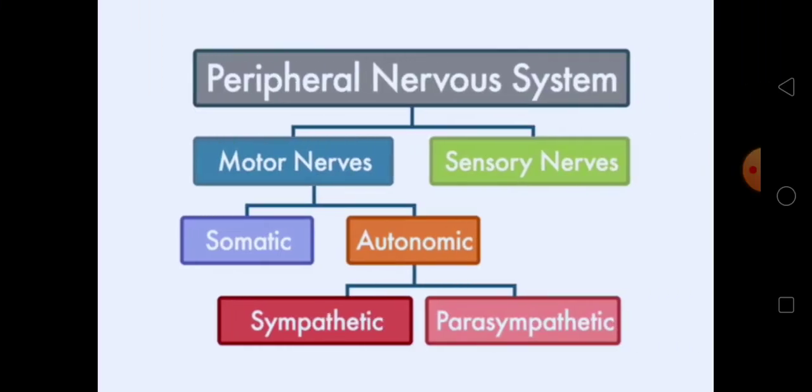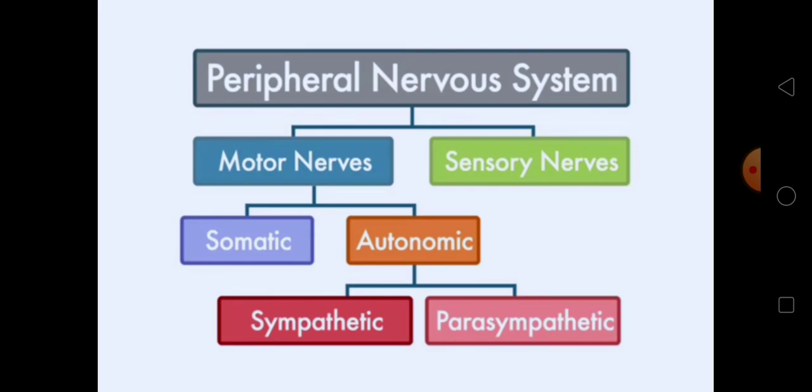Hello everyone, here we will talk about the important chapter that is the peripheral nervous system. It is not a particular chapter, it is an important topic from the chapter nervous system. So peripheral nervous system, in short form, we can say PNS. So what is the peripheral nervous system and how can we define it very briefly?